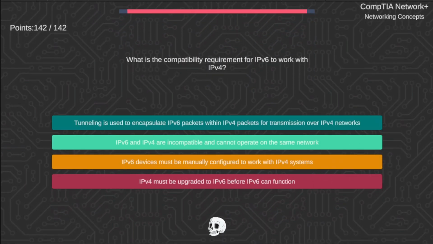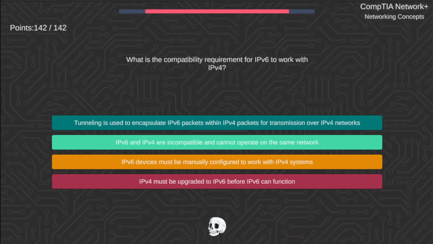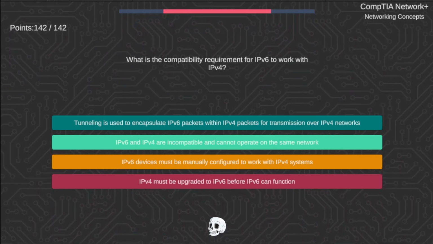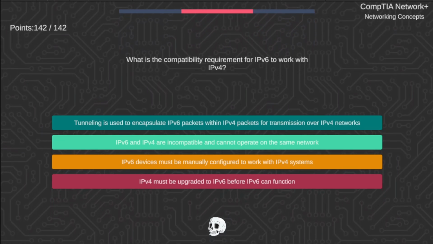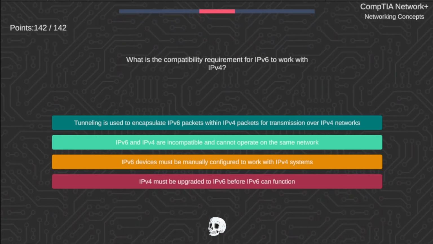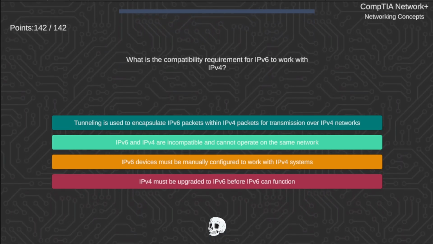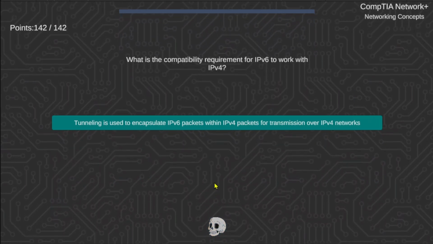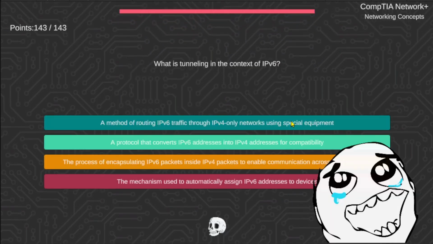What is the compatibility requirement for IPv6 to work with IPv4? Tunneling is used to encapsulate IPv6 packets within IPv4 packets for transmission over IPv4 networks. IPv6 and IPv4 are incompatible and cannot operate on the same network. IPv6 devices must be manually configured to work with IPv4 systems, or IPv4 must be upgraded to IPv6 before IPv6 can function. Correct answer is tunneling is used to encapsulate IPv6 packets within IPv4 packets for transmission over IPv4 networks.